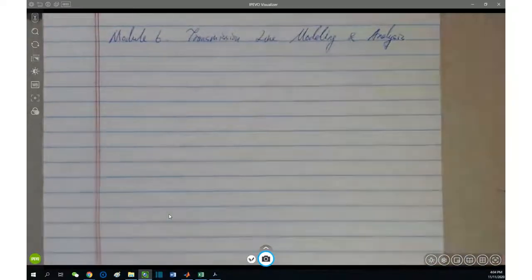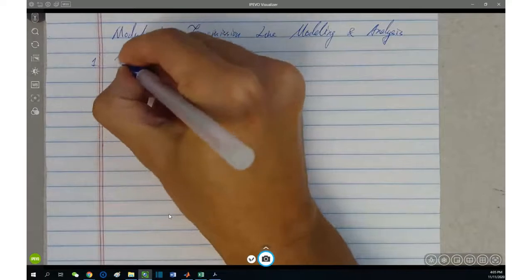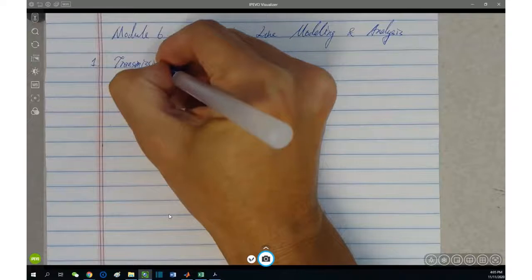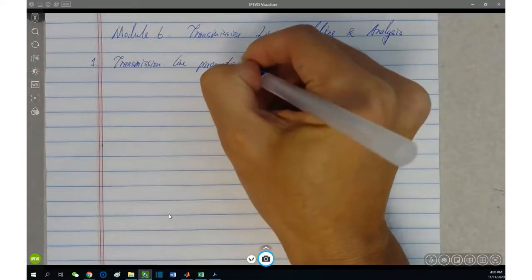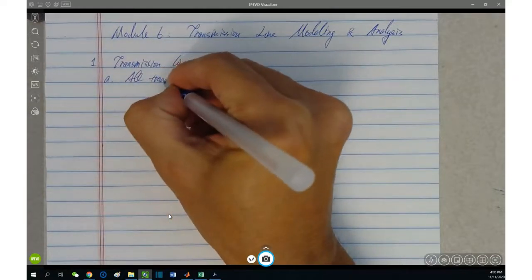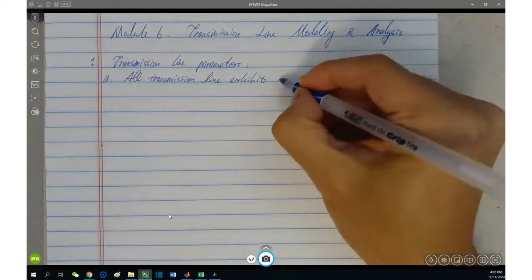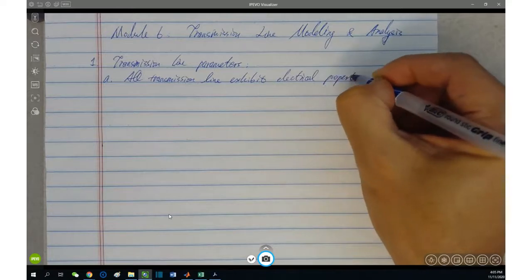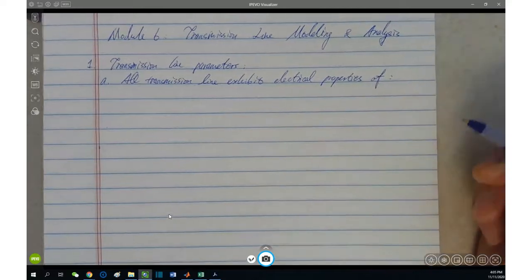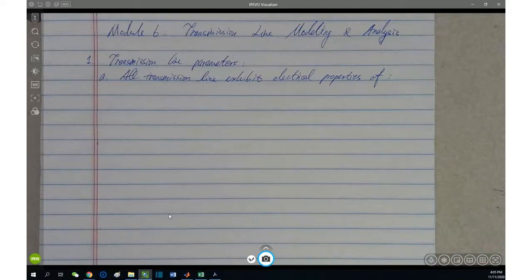Okay, so this module is about transmission line. First of all, transmission line parameters. All transmission lines exhibit electrical properties. Of what? I think it is a fair question, even though we haven't been taught anything. What are the electrical properties the transmission line could have? By the way, what does it mean by electrical properties?